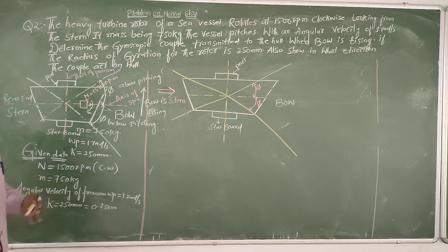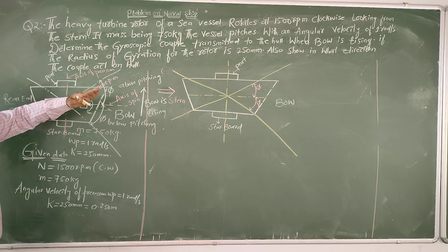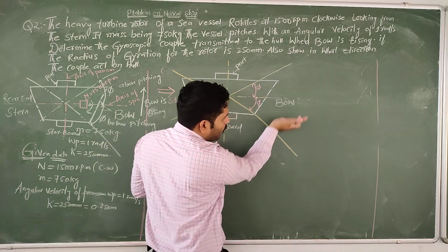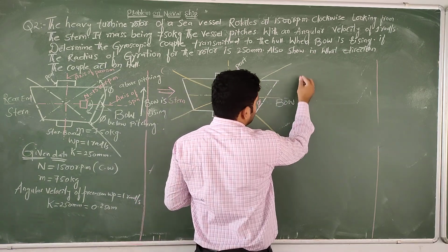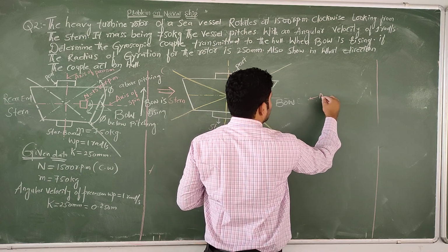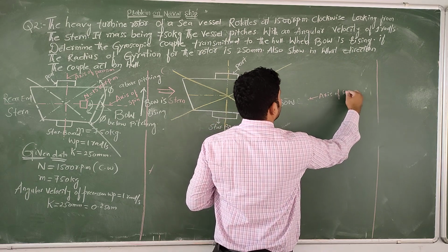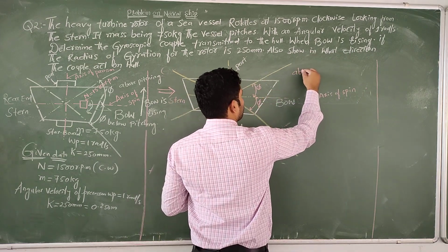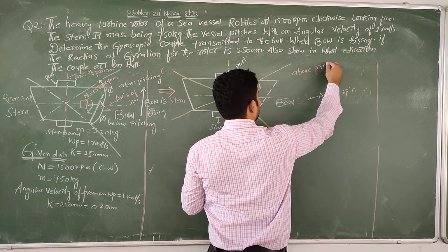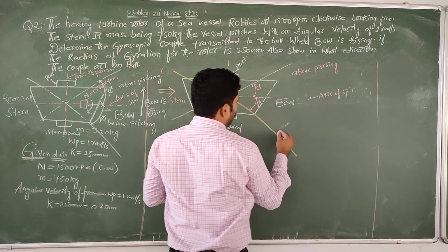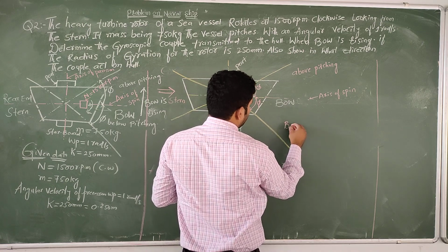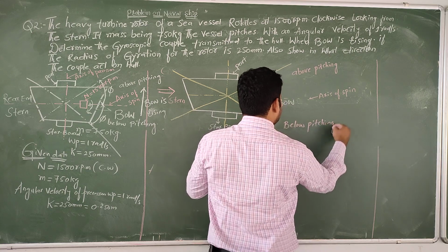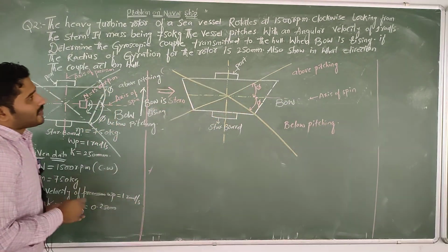So in this case, the bow is rising. So let us see this portion. What can we say? Above the pitching, below the pitching. Is it right? This axis of spin. Above the axis of spin, what can we say? Above the pitching and below the pitching. Okay dear, let us see. So in this case, what happened?